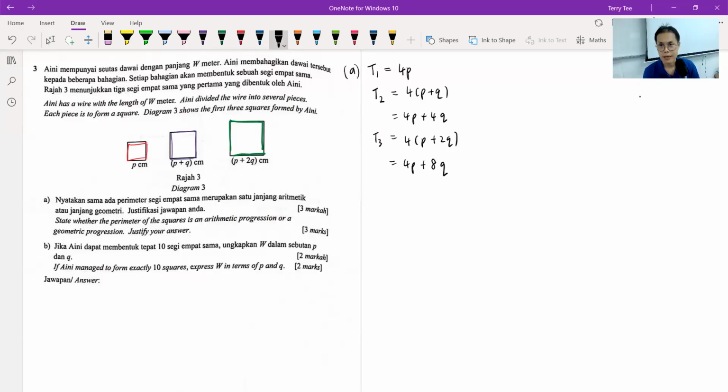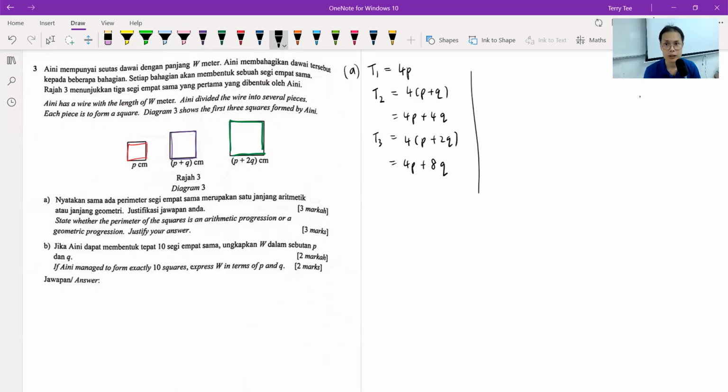Now, to show that this is arithmetic, remember arithmetic: the difference between two consecutive terms must be a constant. If it's geometric, the ratio of two consecutive terms must be a constant. One is a ratio, one is a difference. Now, quite clearly you can see that in this case, it is a difference, not the ratio.